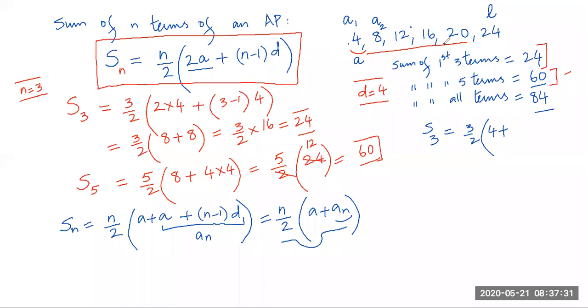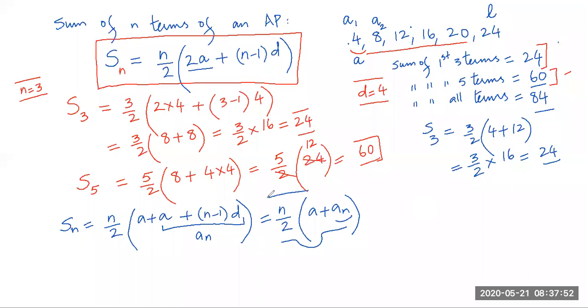Anyone can tell? 12. Yes, an will be the third term because a is 3. So an becomes the third term, that is 12. Beautiful. So this is equal to 3 by 2 into 12 plus 4 is 16. That is 8 3s are 24. The answer is coming to be the same. All right, students, the same.